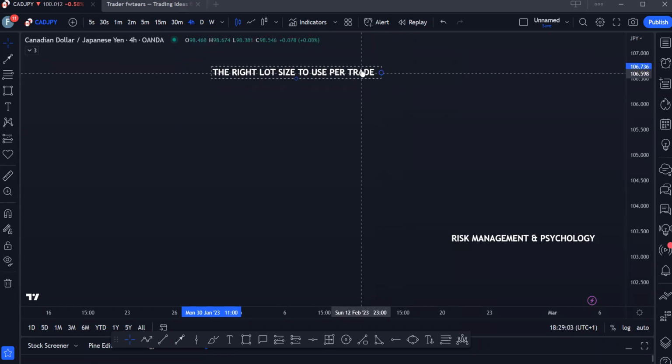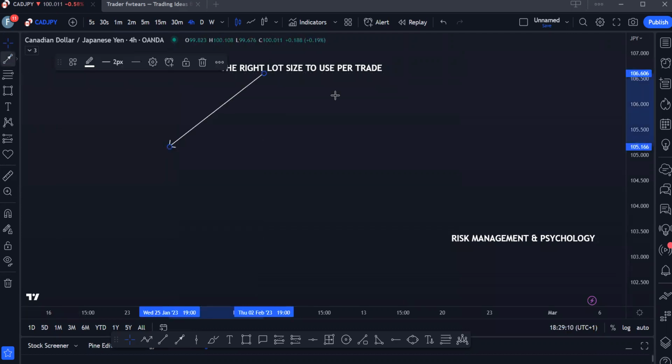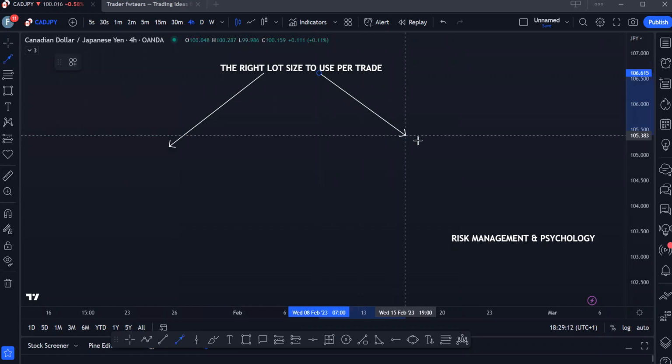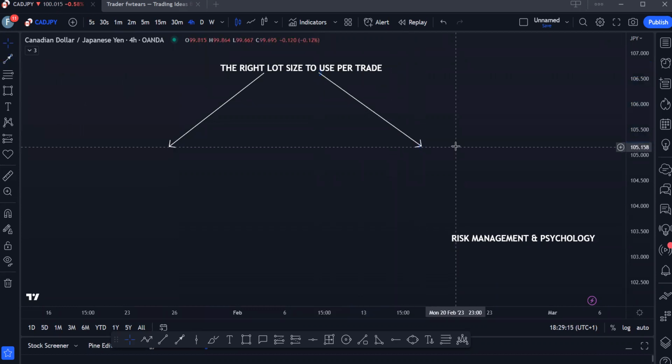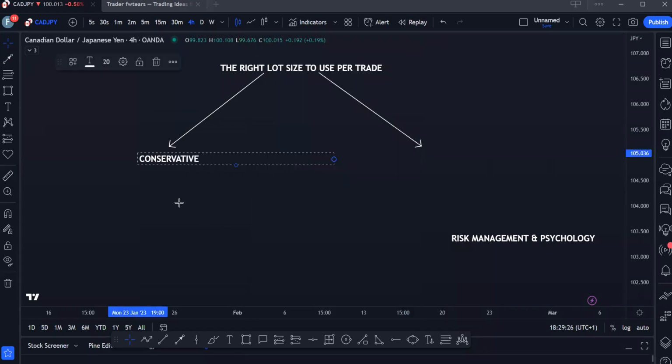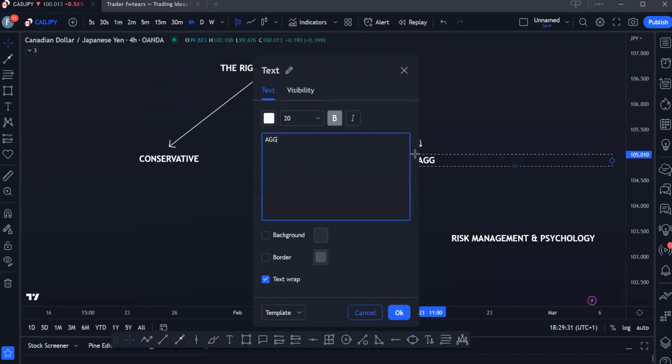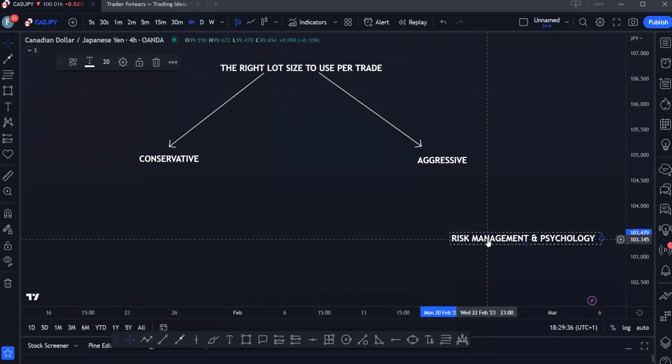My recommendation for you as a trader is to have two separate accounts. So if you're trading with 10 trade, you want to have two MT5 accounts. You want to have an account that you are trading conservatively, a conservative account, and then you want to have an aggressive account. Conservative and then aggressive.